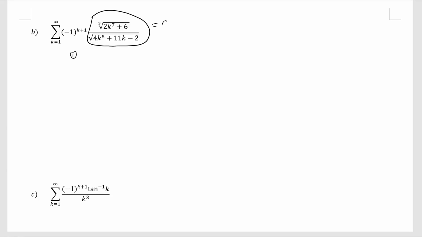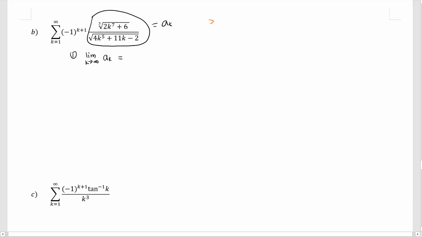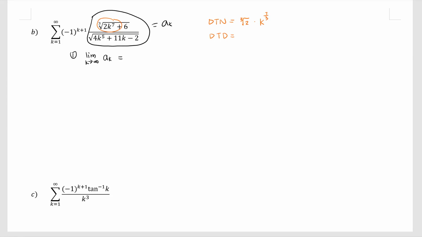So this is a sub k. First, the limit as k goes to infinity of a sub k equals, let's look at the dominant terms. Well, that's our dominant terms. So let's split the coefficients and the powers of k. So this is k times the cube root of 2, and this is k to the 7/3, right? How about the dominant term of the denominator? Square root of 4, and then k to the 5/2.